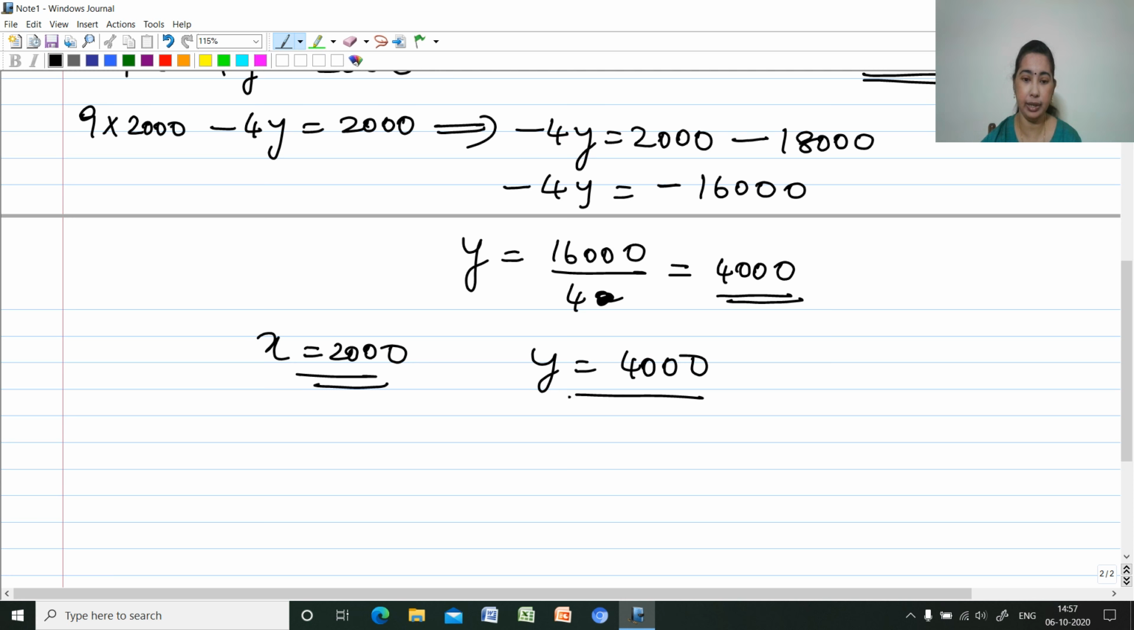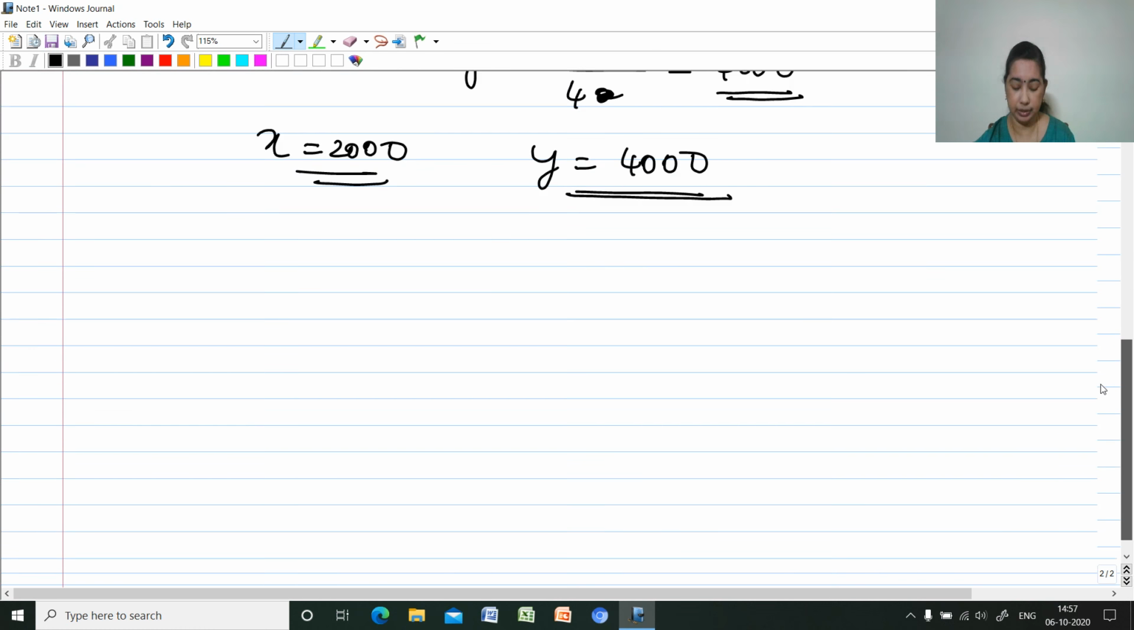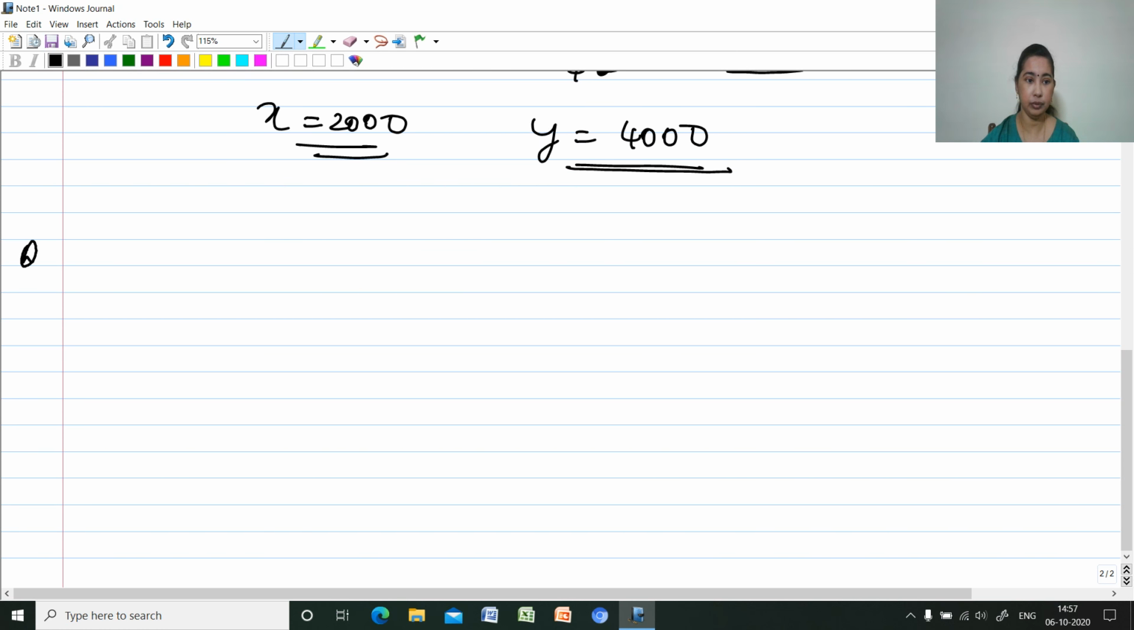So this is called the elimination method. We are eliminating either the y variable or the x variable. Moving on to the next question, question number 2. Again use the elimination method to solve the equations 2x plus 3y is equal to 8 and 4x plus 6y is equal to 7.